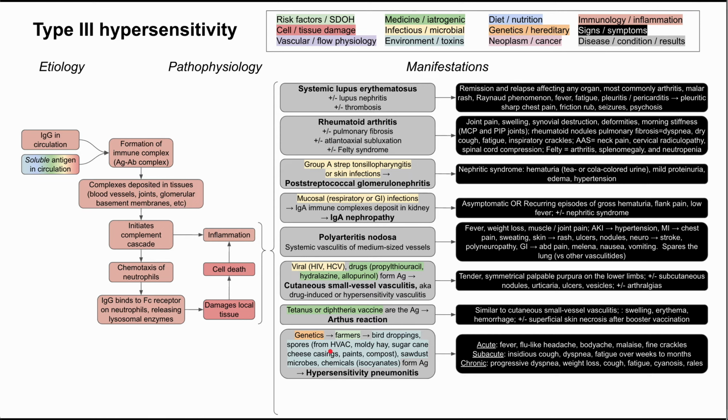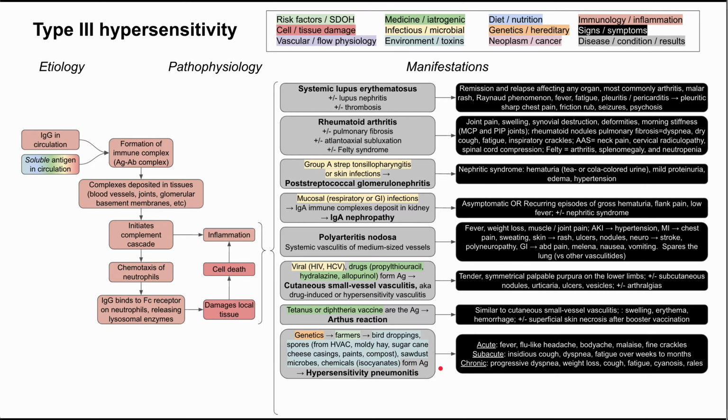This can be from air conditioning, HVAC systems. There could be spores in hay, there could be spores in sugarcane and cheese casings. There are even spores that live in paints and compost. So farmers might interact with those substances, those toxins, more frequently. There are microbes found in sawdust that cause hypersensitivity pneumonitis. And lastly, there are some chemicals like isocyanates that can trigger this disorder as well.